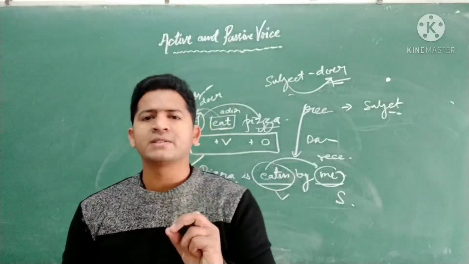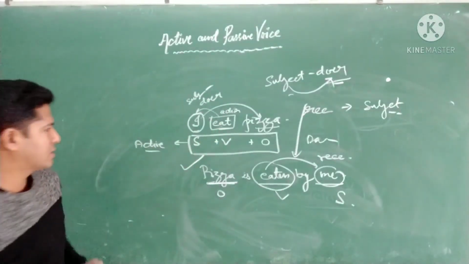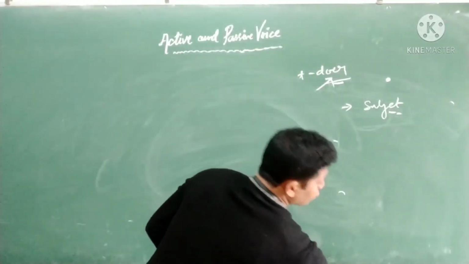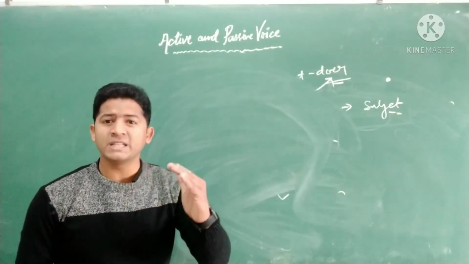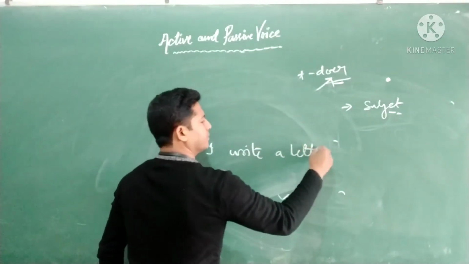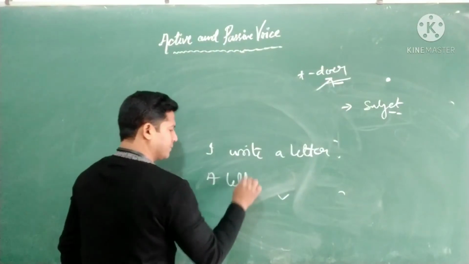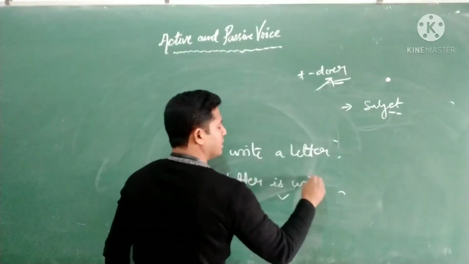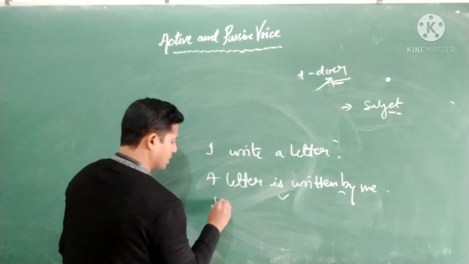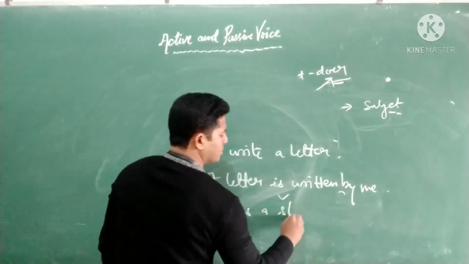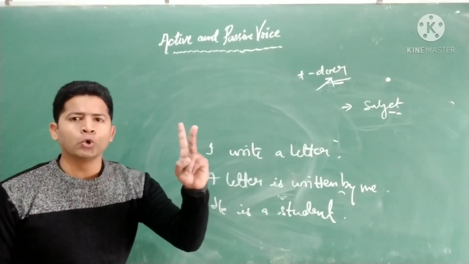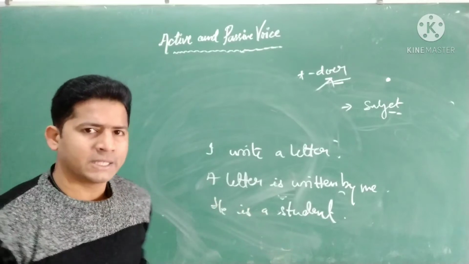If you want to find subject in any sentence, understand this. How to find a subject in any sentence. There are two steps which you need to follow. Make sure, my dear students, you will follow those two steps in sequence. Like, I write a letter. Okay? A letter is written by me. He is a student. There are three sentences written here. We'll follow two basic steps to find out subject in the sentence.